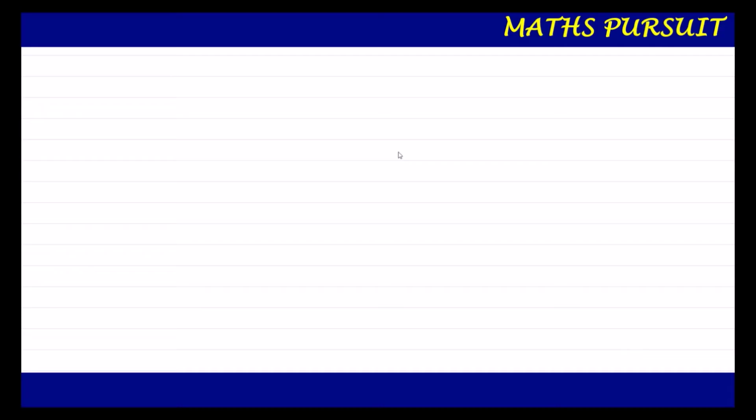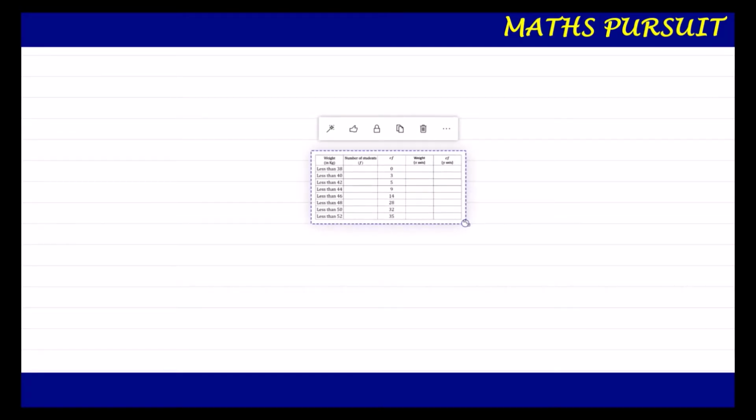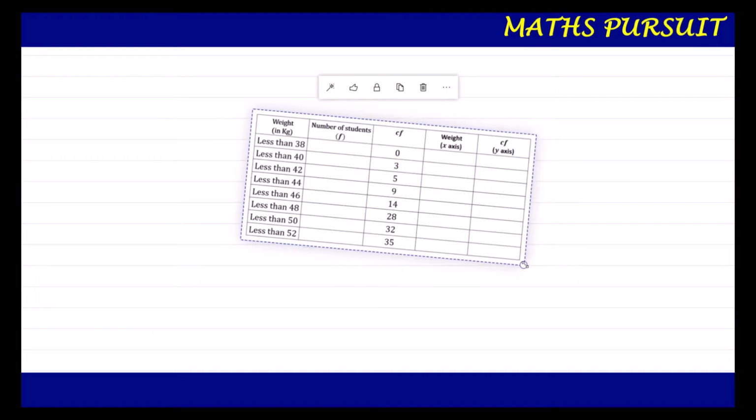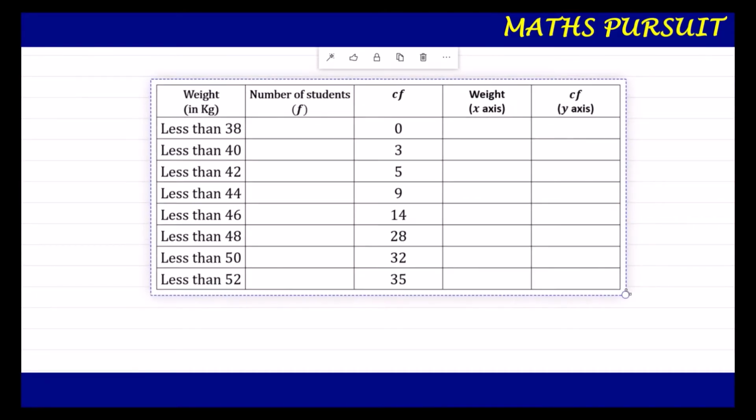Now guys, as per the given question, we need to draw a less than type ogive for the given data, and we need to obtain the median weight from the graph, and also we need to verify the result by using the formula. Which formula? This median formula. So we need to verify the result using this median formula.